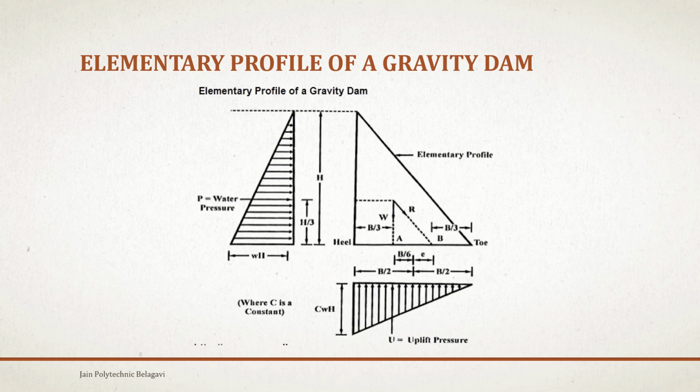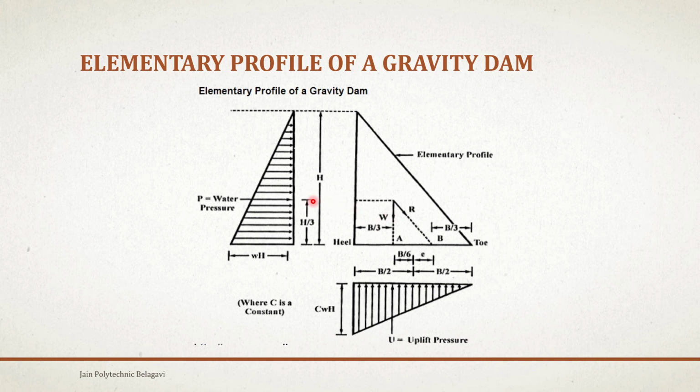So this is the elementary profile of a gravity dam, where this is the portion of a gravity dam. Usually we don't find a perfect triangular section of the gravity dam. It is just a profile of a gravity dam. We say it is the elementary profile. And the downward action we call W. It is the self weight of the dam.